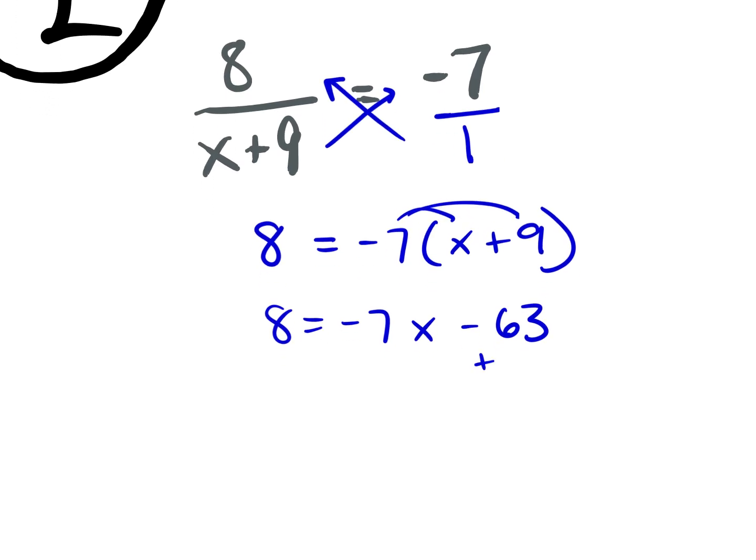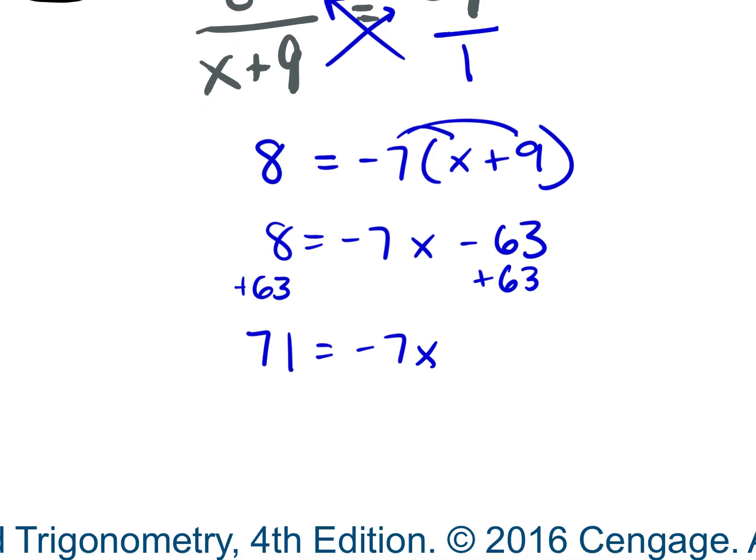Let's add 63 to move it to the other side. We see that we just have an x here. We don't have to factor, so move the numbers to one side, the x's to the other. So add 63. We get 71 equals -7x. What's next? Divide by -7. So x equals -71 over 7.